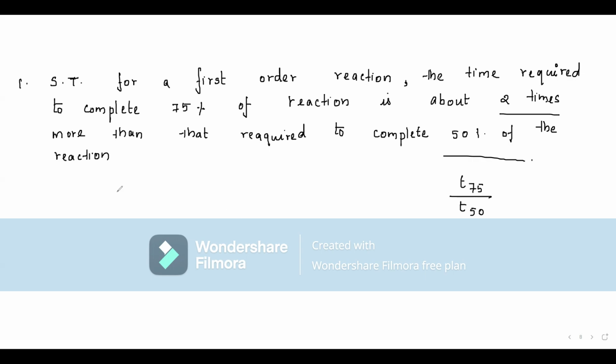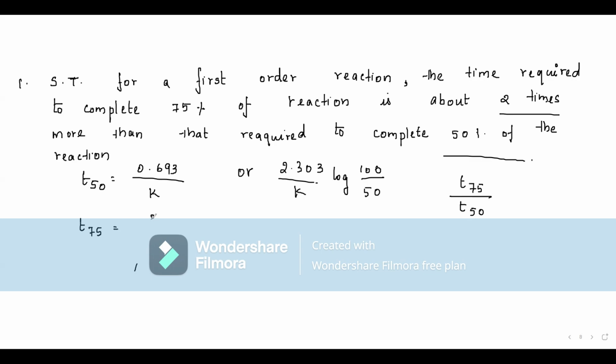T50 is nothing but the half-life of the reaction. So you can straight away write T50 is 0.693 by K. Or else you can just keep it as 2.303 by K log 100 by 50, which on solving you will get 0.693 by K.